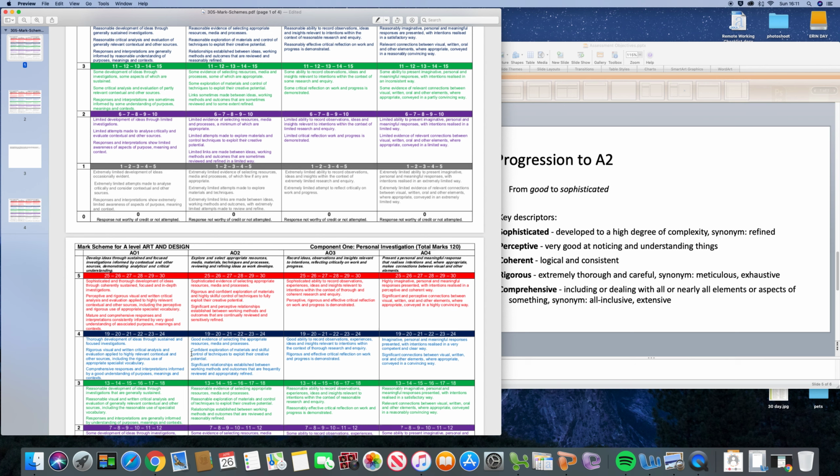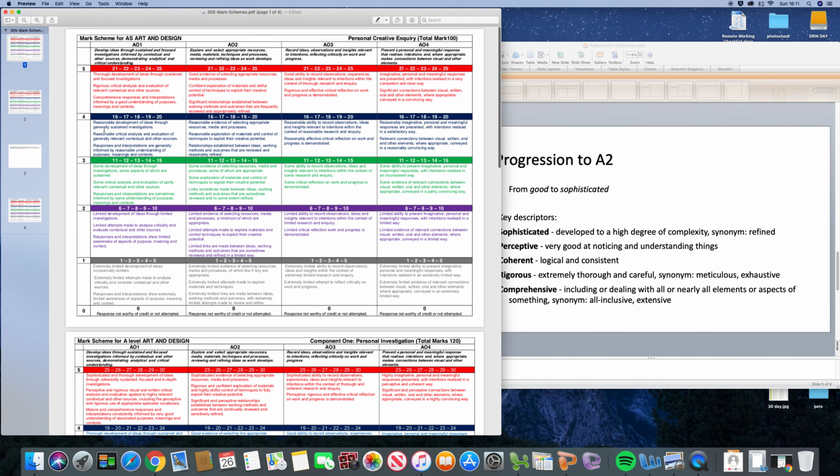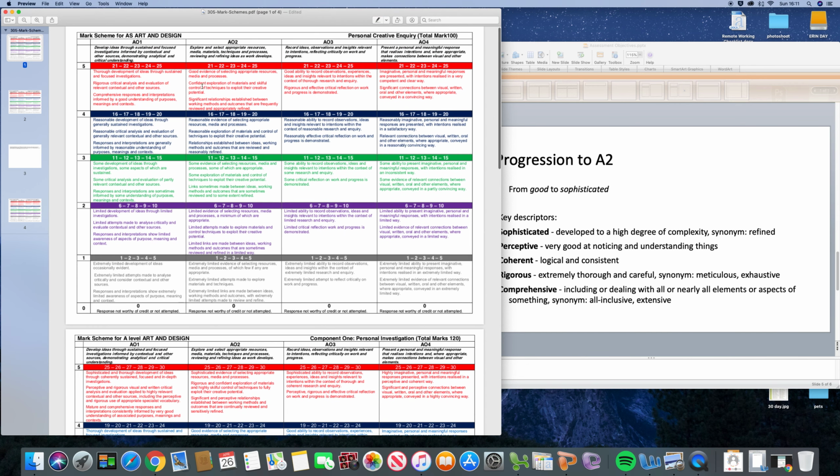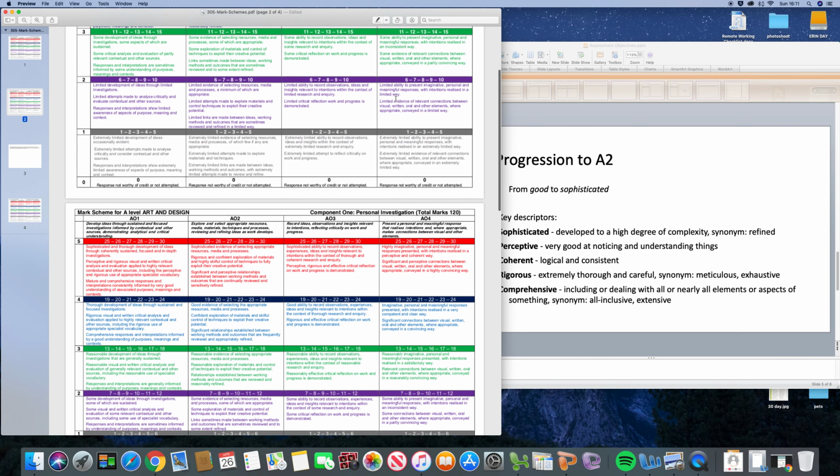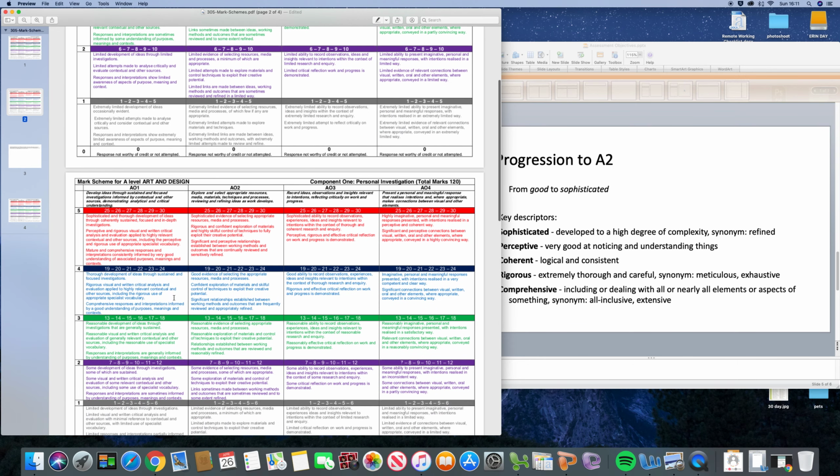I realise that that's super complicated, but look here, this band that's your B band is the same as the A band from last year. So there's your thorough. There's your good. There's your good. Creative or imaginative. So you can see what would have been an A in first year is actually more of a B grade in second year.